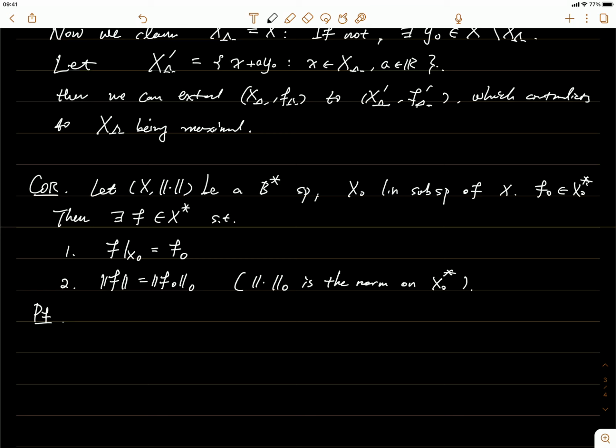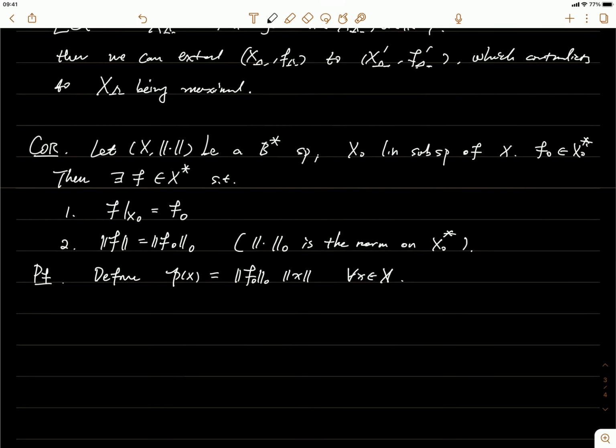I'm going to define it as, for any x in the whole space X, we define P of x to be this constant times the norm of x. Remember that this is just a constant, so I can still define this over the whole space. And then apparently you can see that this is a sublinear functional, right? Because this is just a constant times the norm, and the norm is a sublinear functional.